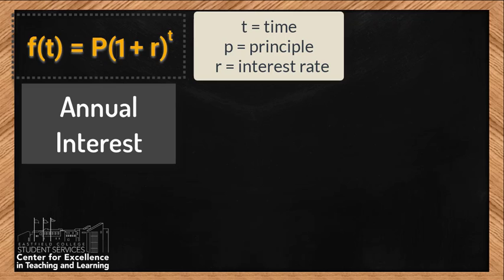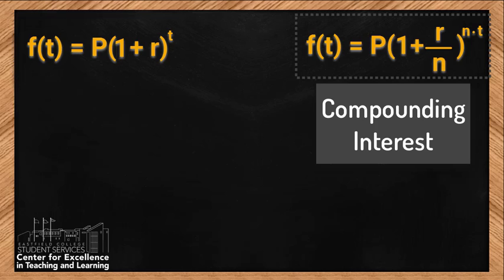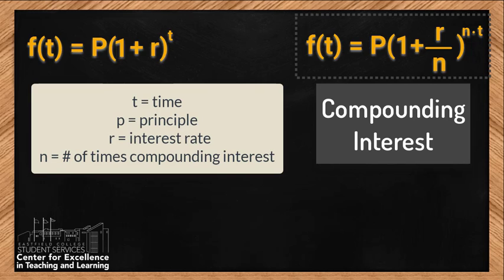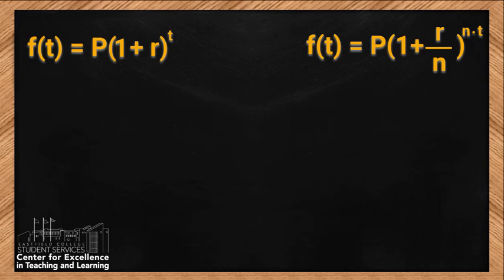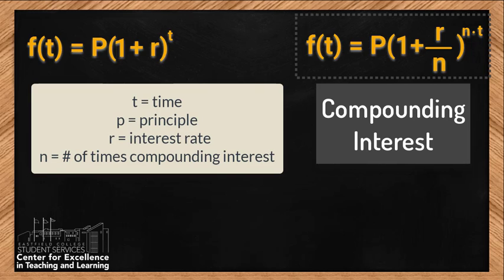We could also add a version of this where you don't get interest every year, but maybe you get interest more often than that, and so we would throw in an n value, r over n, and n is the number of times you're compounding interest every year. These two formulas really aren't all that different. You'll notice that the first formula is basically exactly the second formula, but with n equals 1. So it's just a special case of the second formula. This is our compound interest formula, and we are compounding interest n times per year.